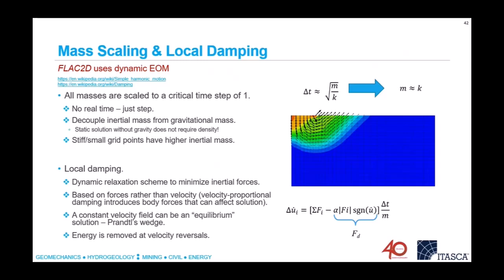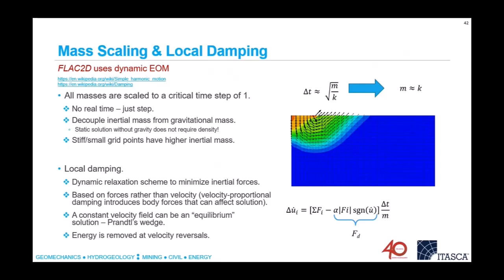And in dynamic systems, damping is typically proportional to velocity. This is called velocity damping. We use a different approach. We use so-called local damping, which is proportional to the so-called out of balance force and to the sign of that force. And that equation is provided here.